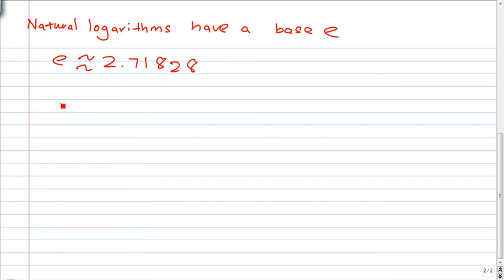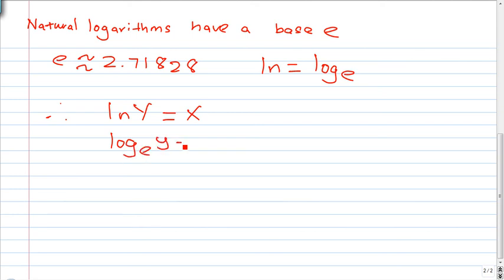Okay, so therefore ln is actually log base e. Okay, it's understood. So ln y, if ln y equals x, log base e of y is equal to x. Since e is the base, e to the power x is equal to y.